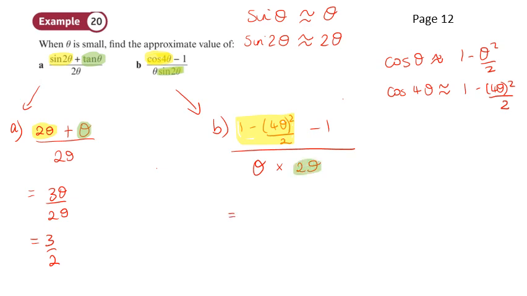So let's simplify. On the top, the 1 and the takeaway 1 are going to cancel each other out. Then I've got 4 theta, which I'm squaring, so that's going to become 16 theta squared. Dividing that by 2, so it becomes 8 theta squared, and it's negative. On the bottom, theta times 2 theta is 2 theta squared. The theta squareds will cancel, and minus 8 divided by 2 is minus 4.